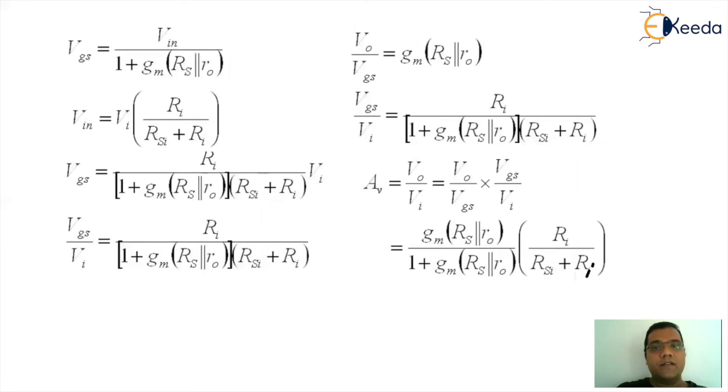Whatever I've discussed, the same logic is being shown here in the form of a representation. The value of VO by Vi can be split as VO by VGS into VGS by Vi. VO by VGS is already found out as GM into RS parallel RO upon 1 plus GM into RS parallel RO. As I've said, if the RO is very high, it will be neglected and you will land up at GMRS upon 1 plus GMRS. And the total gain of the network will be this gain multiplied by a factor Ri upon RSI plus Ri, where Ri will be R1 parallel R2. So this is how you find the voltage gain of the amplifier circuitry.